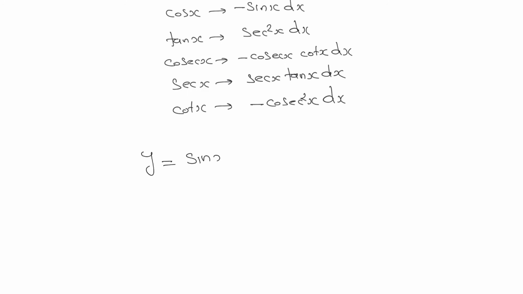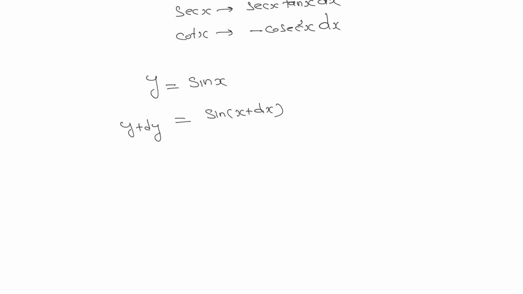If y is equal to sin x, now we know that when the value of x becomes x plus dx, we can write sin x becomes sin of x plus dx, then the value of y becomes y plus dy, and our aim is to find out the value of dy or dy by dx. So instead of y we can write sin x plus dy is equal to, this is basically in the form of sine of a plus b.